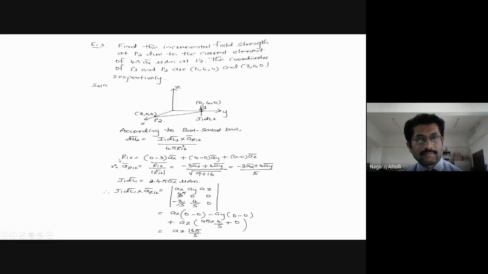So the next example is: find the incremental field strength at P2 due to the current element of 4π a_x microampere-meter at P1. The coordinates of P1 and P2 are (0, 4, 0) and (3, 0, 0) respectively.